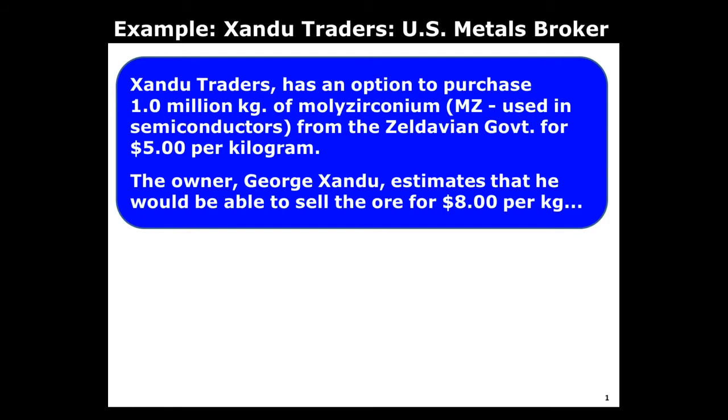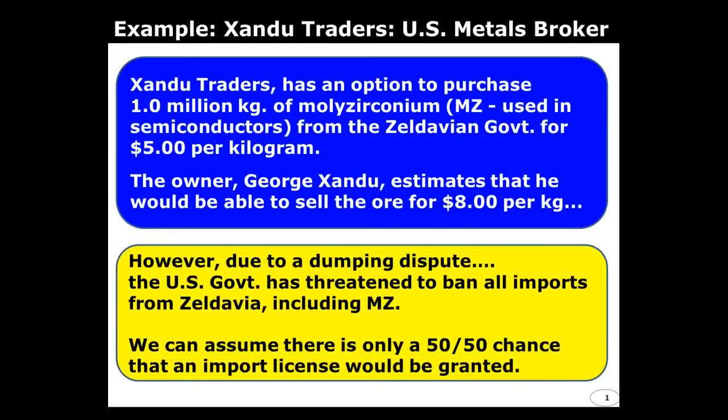Zandu Traders has an option to purchase 1 million kilograms of molybdenum from the Zaldivian government at a price of $5 per kilogram. The owner, George Zandu, feels that he could sell this at $8 per kg, a substantial profit. However, due to a dumping dispute, the US government has threatened to ban all imports from Zaldivia, including MZ. So we can only assume there is a 50-50 chance that the license might be granted. This is just an assumption, and the intent is to see how this assumption affects our decision.